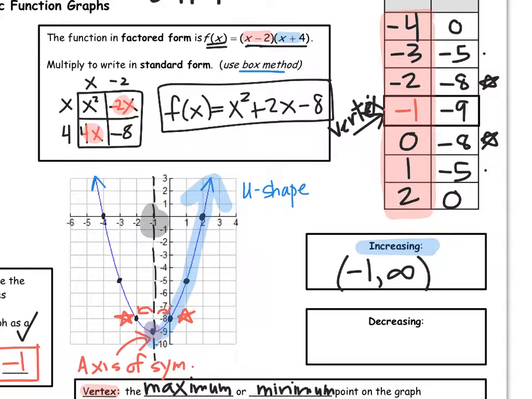All right, decreasing is the other side. I'm going to highlight it in green. So wherever my graph started increasing, that's where it's going to stop decreasing, -1, and it's going to start all the way to the left at -infinity. That's my increasing and my decreasing interval.